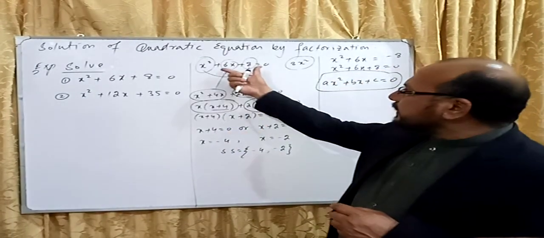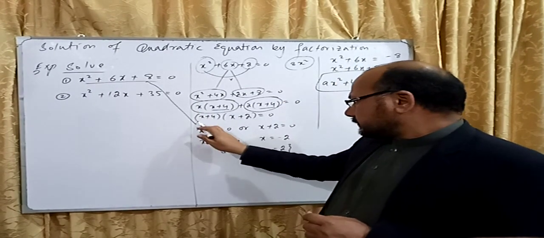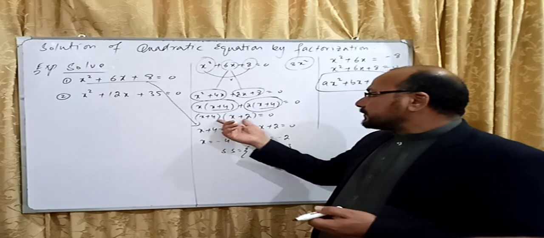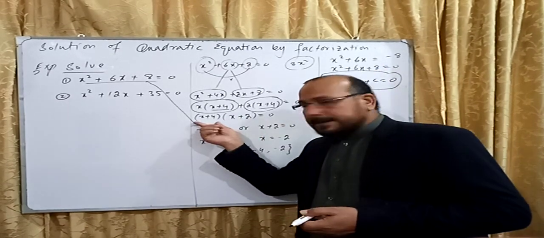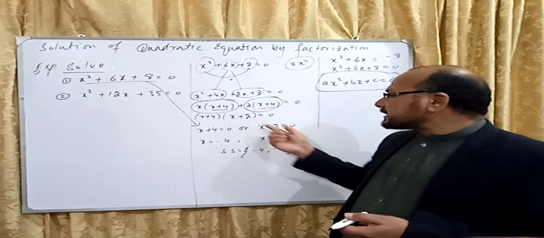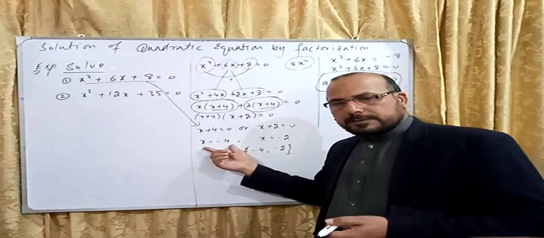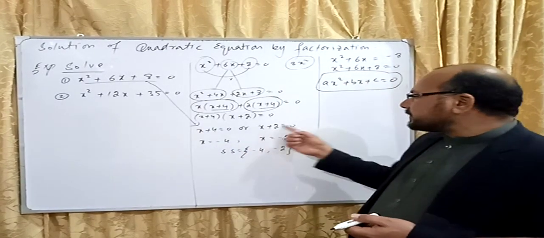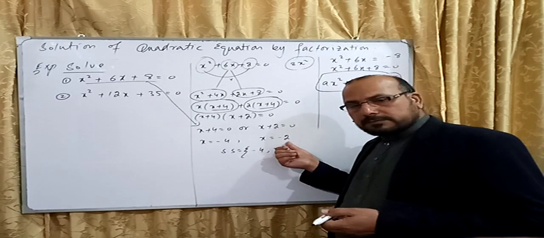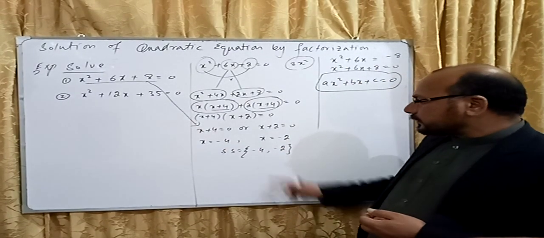So in this way you can factorize the three terms expression into these two factors. After that, if the product of the factors is equal to 0, it means you can separately take each equal to 0: x plus 4 equal to 0 and x plus 2 equal to 0. So shift 4 to the other side, so it will become x equal to minus 4. And here shift 2 to the other side, so it will become x equal to minus 2. So minus 4 and minus 2 will be the solution set.